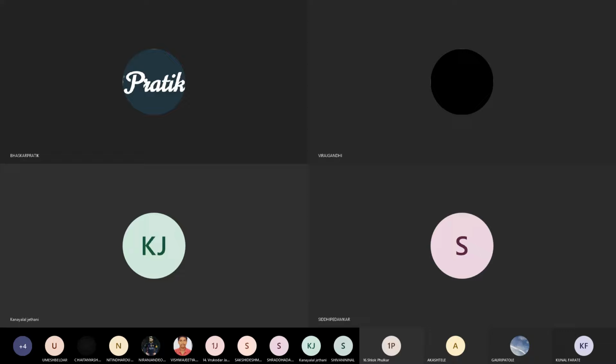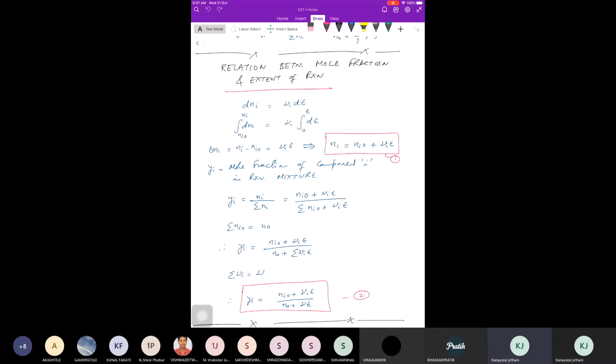Tell me. Or extent of reaction. Weber. What is extent of reaction or reaction coordinate?